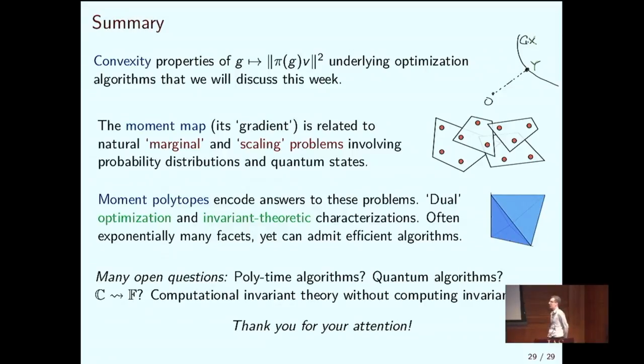Then we explained that the gradient, this moment map, is not only interesting if you like to minimize the norm, but it's related to natural marginal and scaling problems, which of course we have already seen in a previous talk. Both problems relate to probability distributions for commutative groups and to quantum states for non-commutative groups. And surprisingly, there are polytopes that encode answers to these problems. They have these dual descriptions that we will meet again. And the interesting thing is that these are complicated objects. We can't naively write them down just in terms of facets or so. Yet there are all these beautiful algorithms that we are discussing this week that are connected to them.